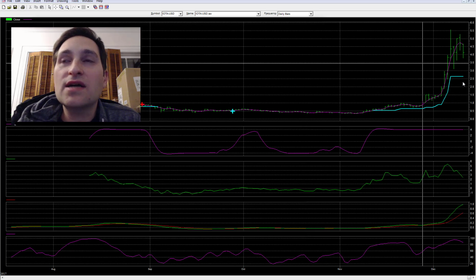So for low risk entries, remember that this blue line is also used for low risk entries. For low risk entries, use the blue line. The market is very overheated, especially with IOTA.